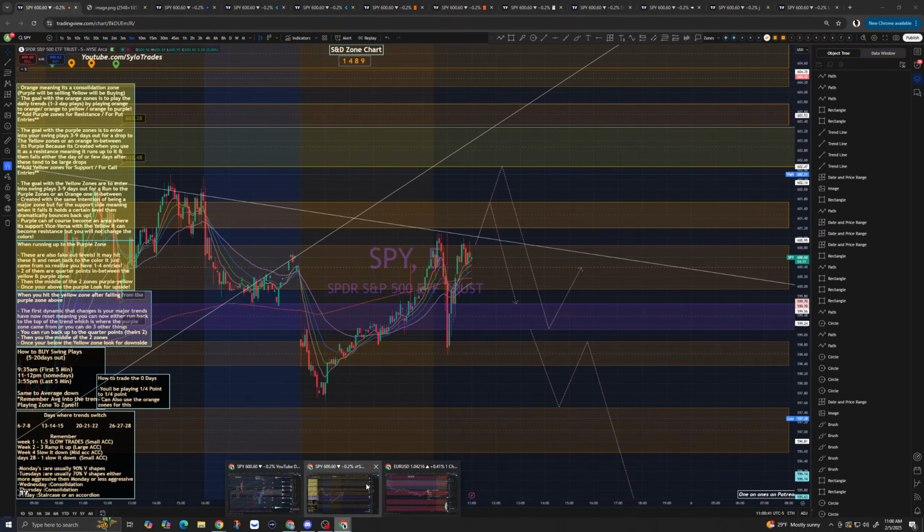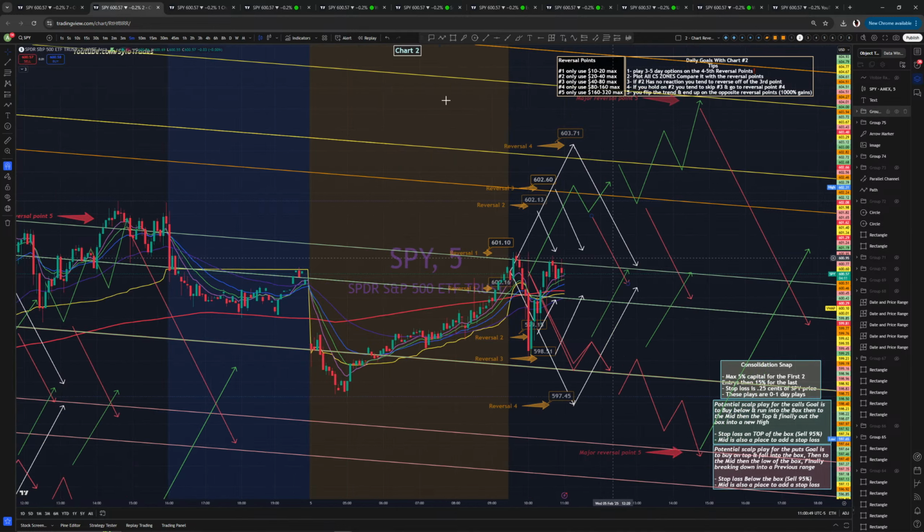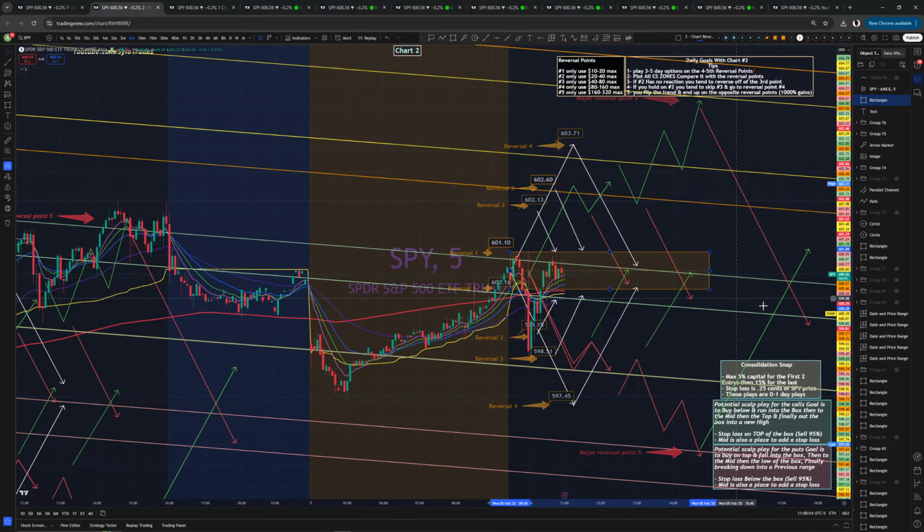Let's look at the reversal chart real quick. Reversal chart. If you break below the 200, watch out for more downside, everybody. It might just crash down a little bit further.